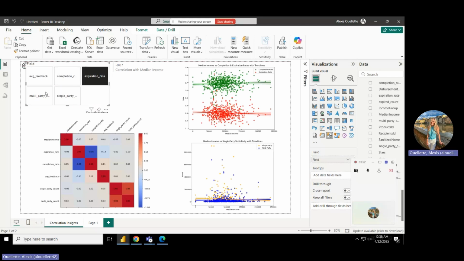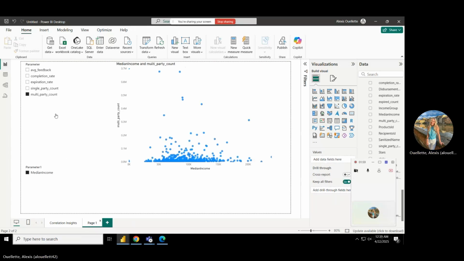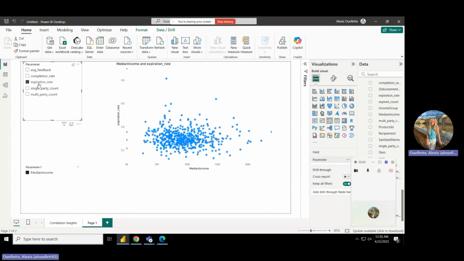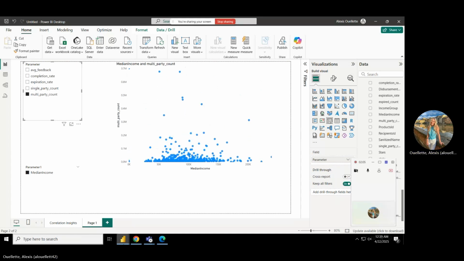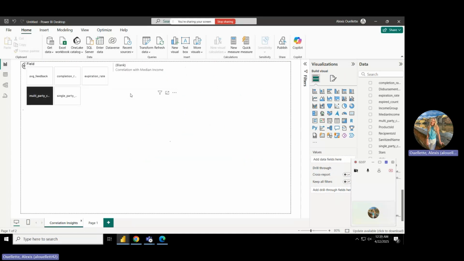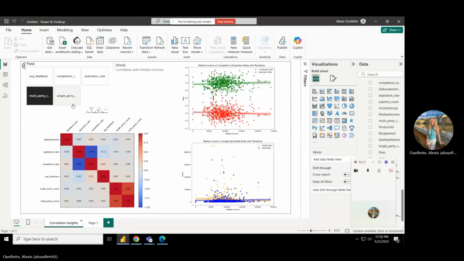Let's see. The correlation rate with the chord up here. Still trying to get the slicer to work with graphs. The closest I've come is here with the scatter plots. So hopefully I'll get the slicers to work soon. This is what I did for iteration 5.